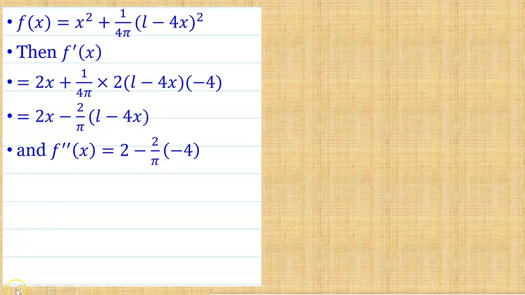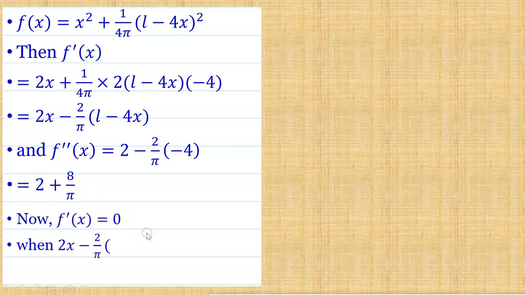1 into minus 4, and overall here you will get minus 4. Okay, that is a here 2, and this minus and minus, that multiplication will become plus. 4 into 2, 8 upon pi, and therefore the second derivative f double dash of x is equal to 2 plus 8 upon pi. It's clear that here there is no variable, it's only a number, and therefore it's positive.